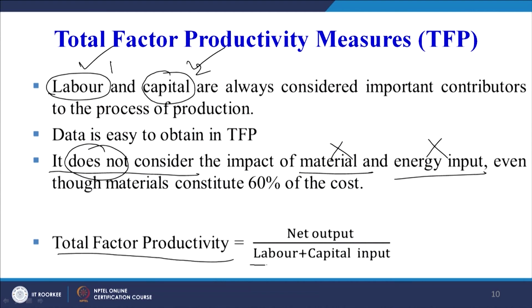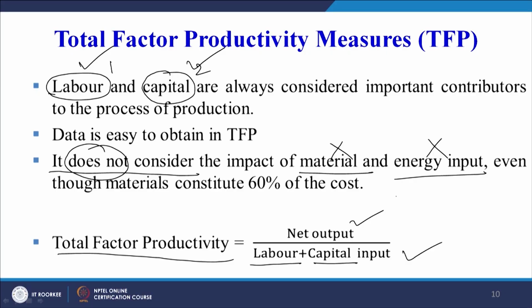As per the total factor productivity, only labor and capital are taken while calculating the total productivity, and the net output is the same as we considered in our previous examples. So, this is another measure of productivity. We have seen three measures of productivity by now. If you remember, that is partial productivity, then total productivity, and then total factor productivity measures.